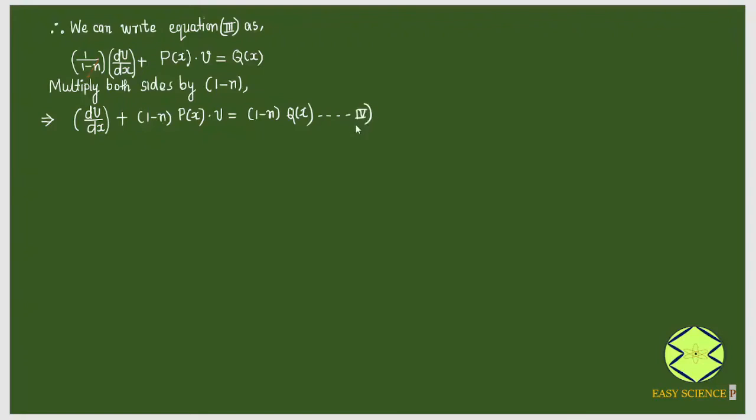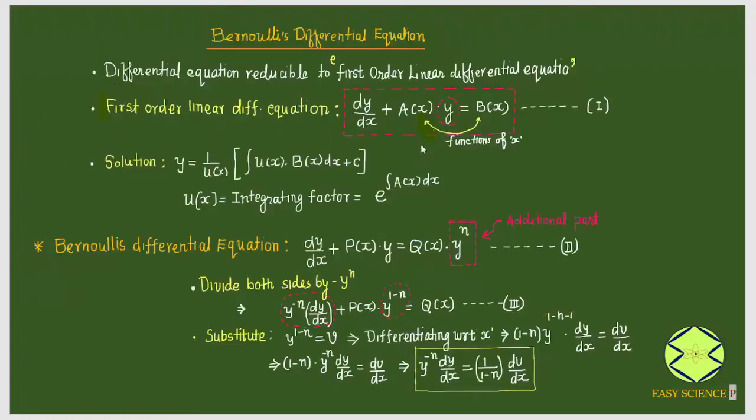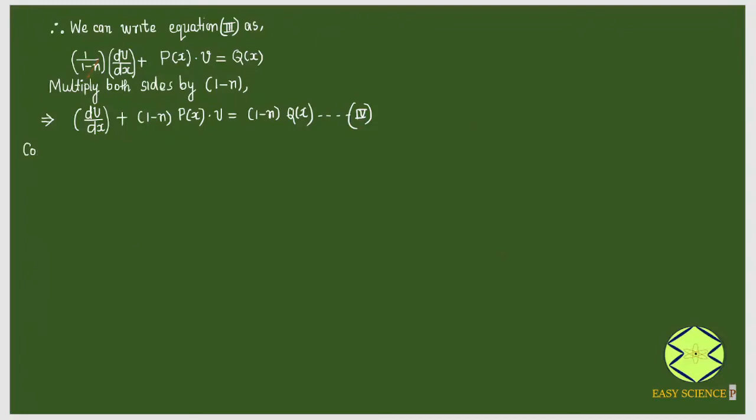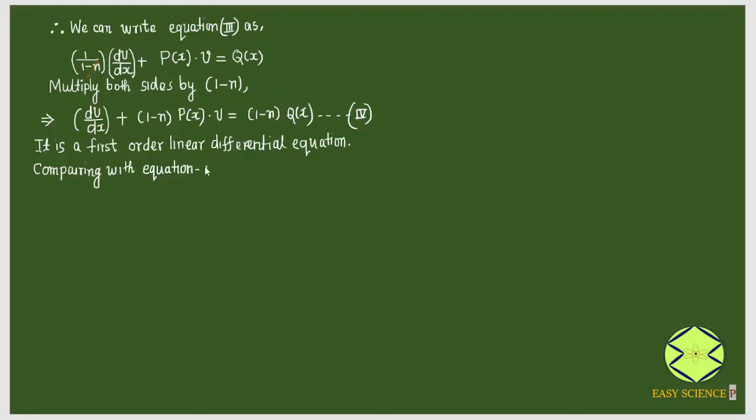Now if you see this equation, it is very similar to your equation number 1, which is a first order linear differential equation. If you compare with equation 1, you will get a of x and b of x as some terms. So I can write down here, it is a linear differential equation of first order, similar to equation 1. So comparing with equation number 1, you will get what?